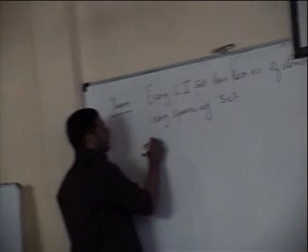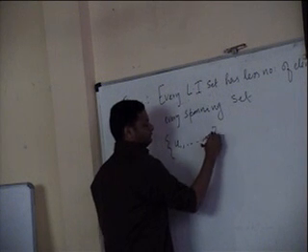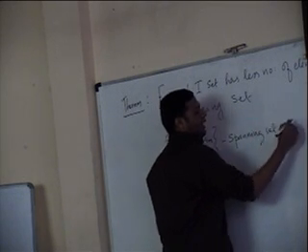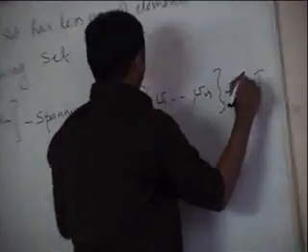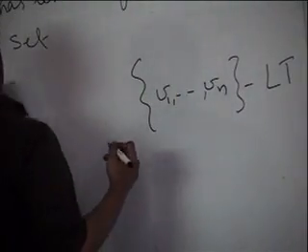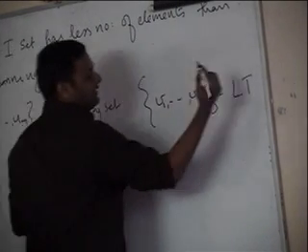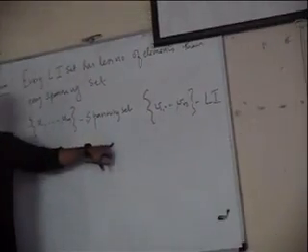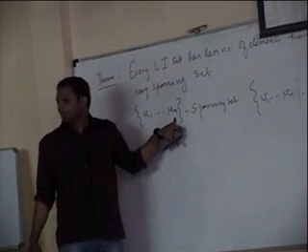Okay. So let us see. We take a spanning set, say U1 up to Um, and a set V1 to Vn which is linearly independent. So V1 to Vn is linearly independent and U1 to Um is a spanning set. I want to show that this n is less than or equal to m.